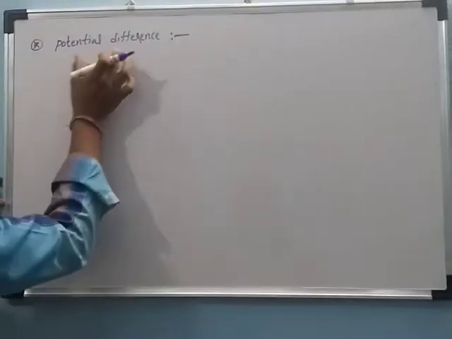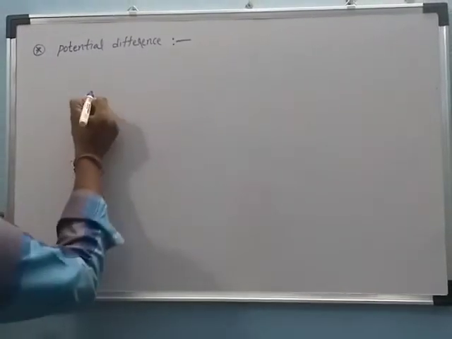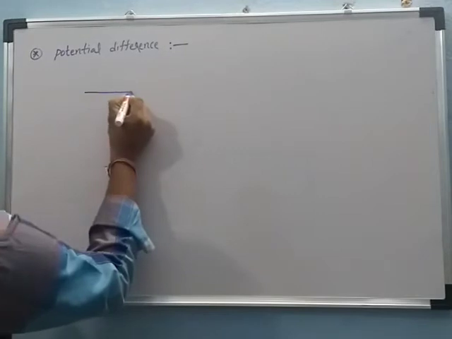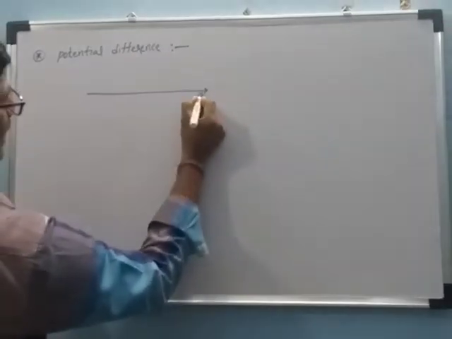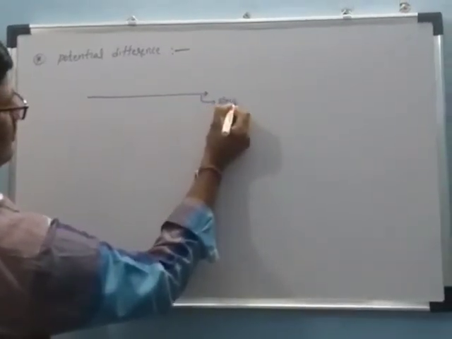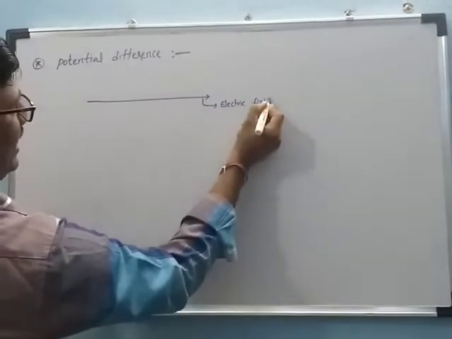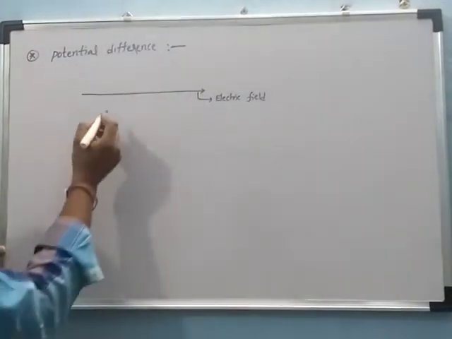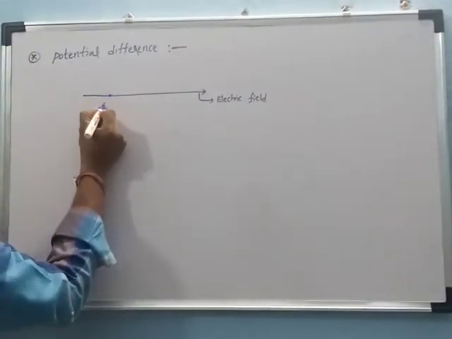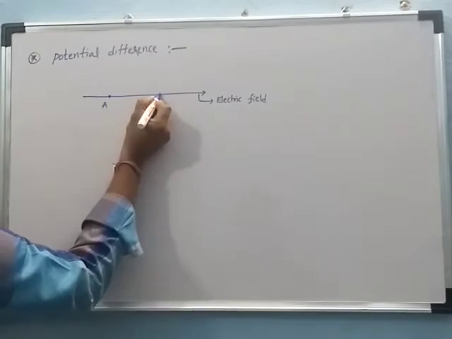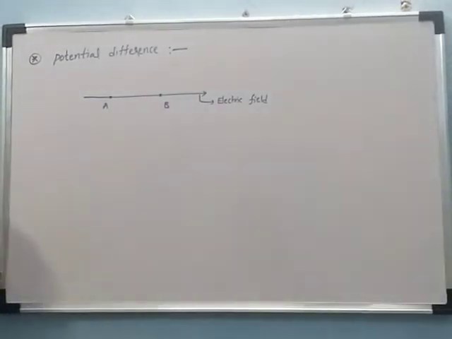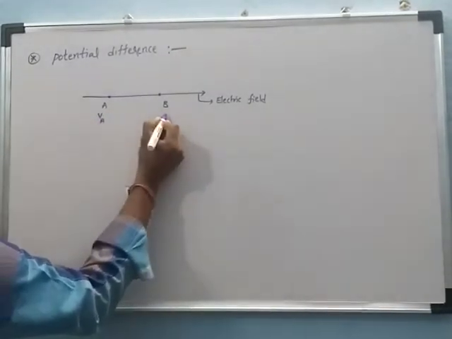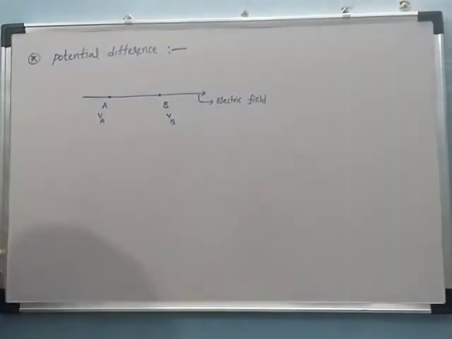Now we are discussing the potential difference. Let us consider an electric field. In the electric field, we are considering two points: this is point A and this is point B. The potential at point A is VA, and the potential at point B is VB.